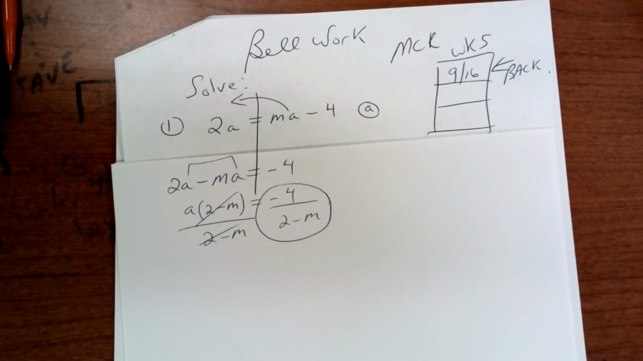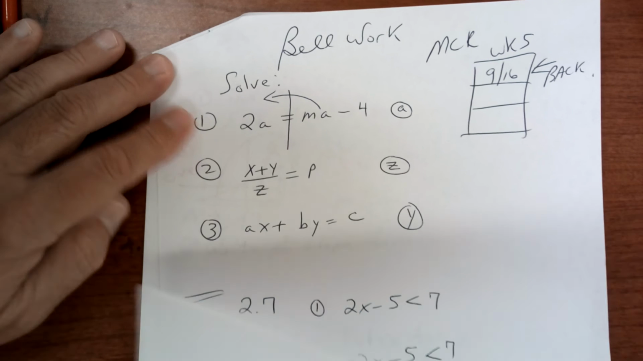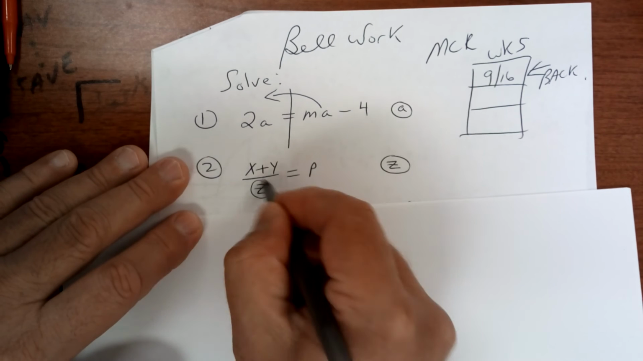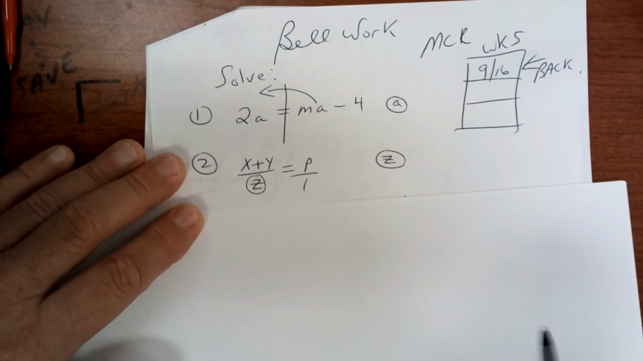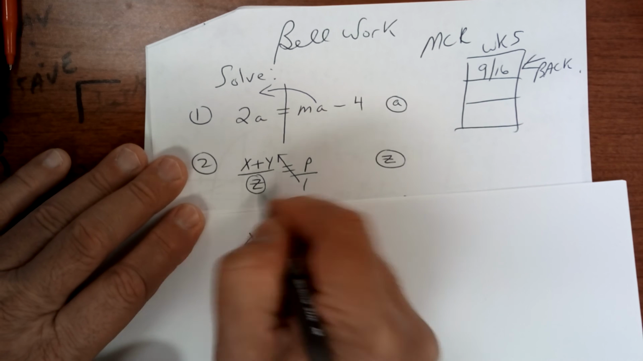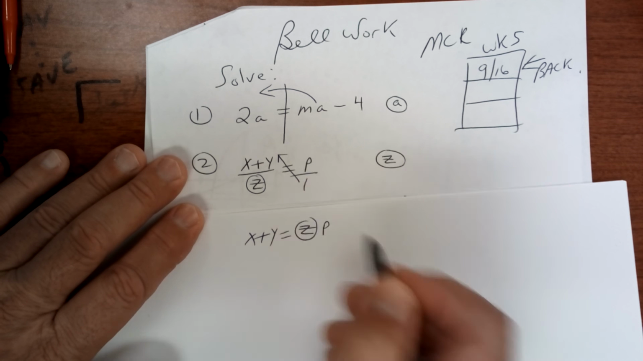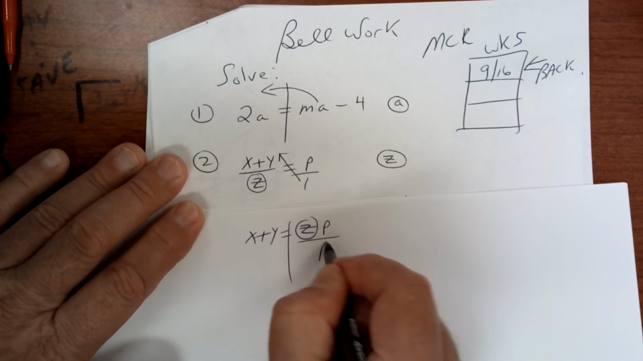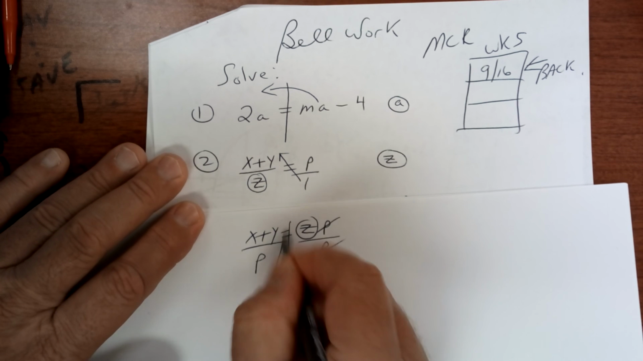These are called literal equations. This one right here, you want to get z by itself, but z is on the bottom, so make it a proportion. 1 times x plus y is the same thing, and this gives you zp. So all you have to do is divide by p, and you're done. There it is. Put a fork in it.